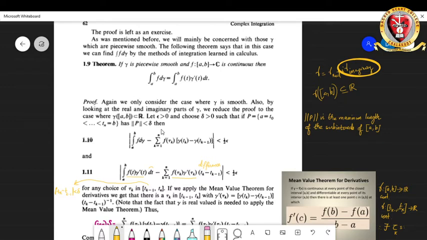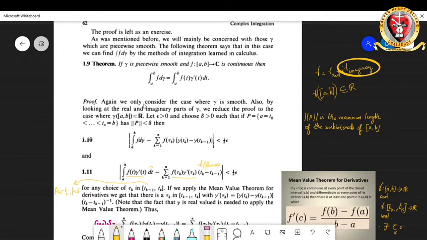Okay, we are assuming all these things. And if this is happening like that, by the earlier theorem which we proved, we know that the modulus of the integral from a to b of f dγ minus the summation k = 1 to n of f(τk) into (γ(tk) − γ(tk−1)) is strictly less than ε/2. Why did this happen? Because we are using theorem 1.4 here, and here we know that this γ is smooth.